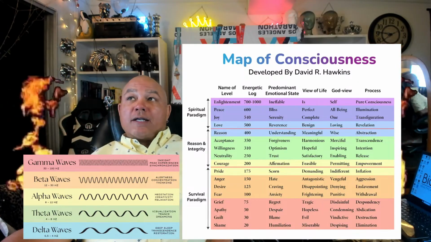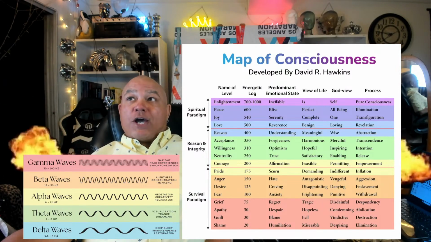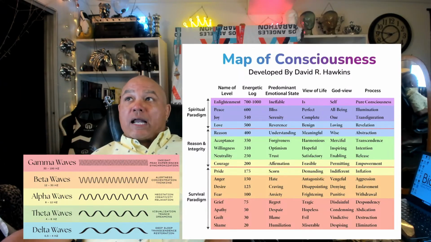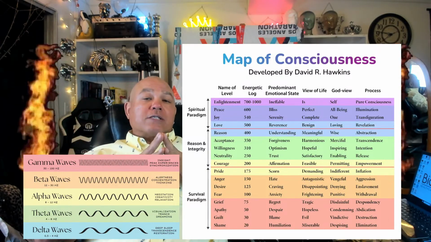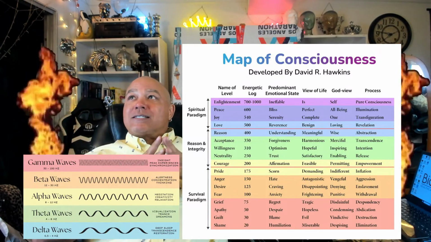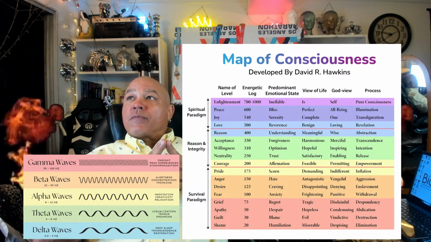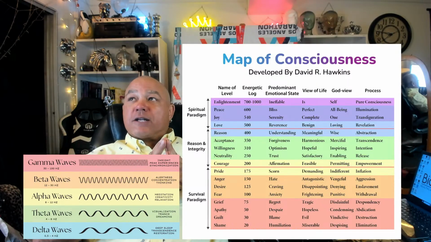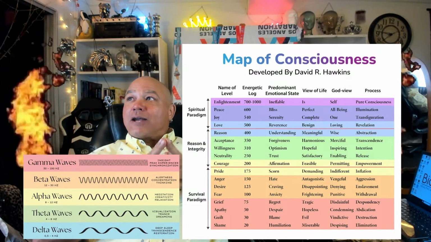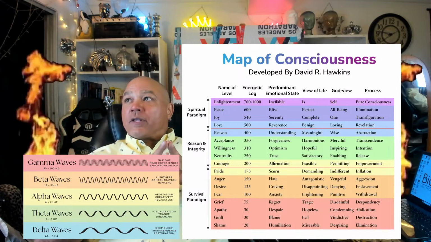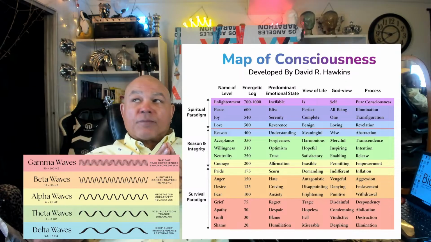Above courage is neutrality, right? I went from being courageous enough to fight to realizing that I don't have a dog in the fight, right? I'm neutral. I'm neutral because I have enough value in myself. That's an energetic log of 250. The predominant state is trust, right? And their view of life is that life is satisfactory. See how this is all in the green? And their God view is enabling. God is not only permitting, but he's enabling them, right, to do what they need to do, to achieve their goals, right?